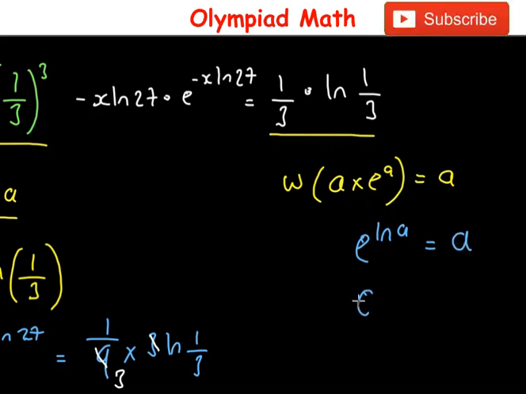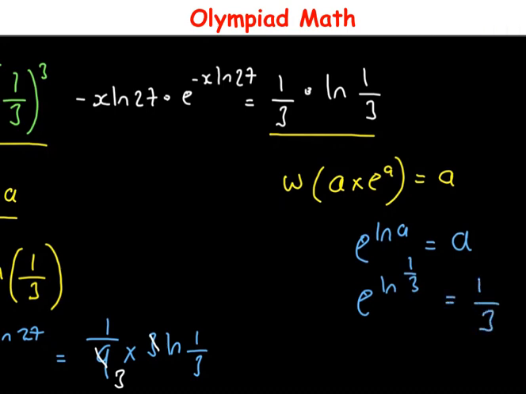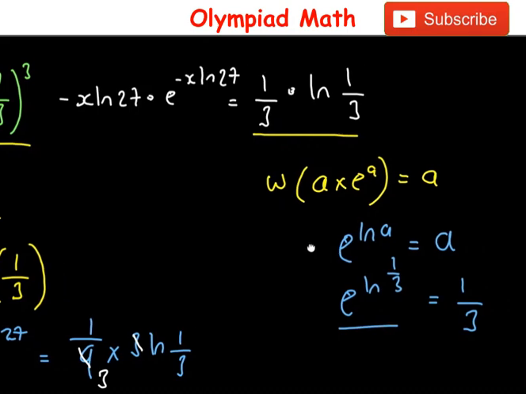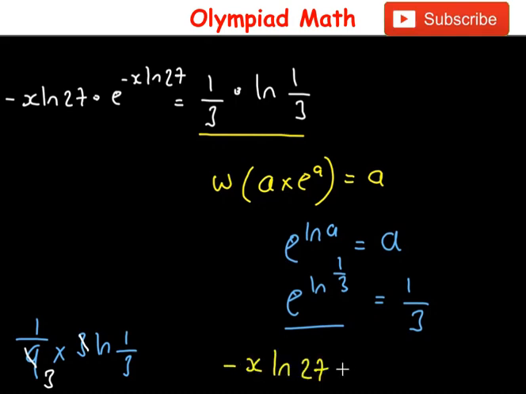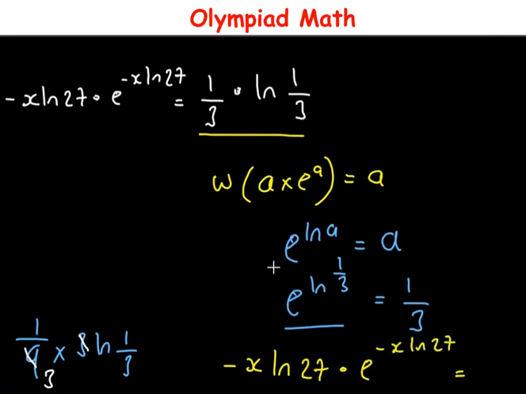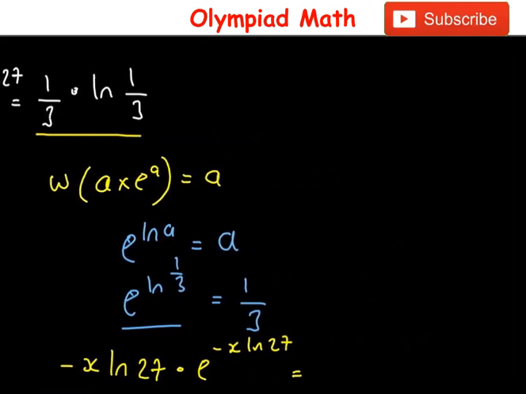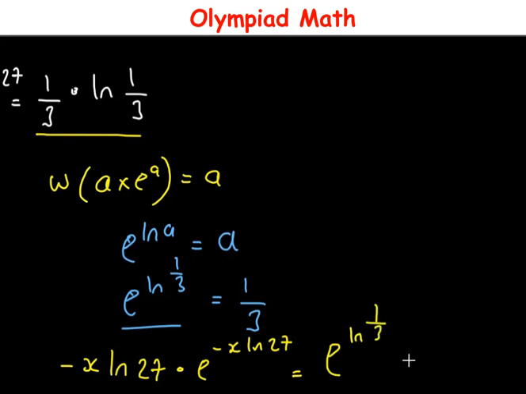So also, if you have e raised to power ln 1 over 3, this equals 1 over 3. That means that in replace of 1 over 3 right here, we'll bring in e raised to power ln 1 over 3, such that this equation then becomes, we have minus x, then times ln 27 times e raised to power minus x ln 27, and this equals, in replace of 1 over 3, e raised to power ln 1 over 3, then multiplied by ln 1 over 3.